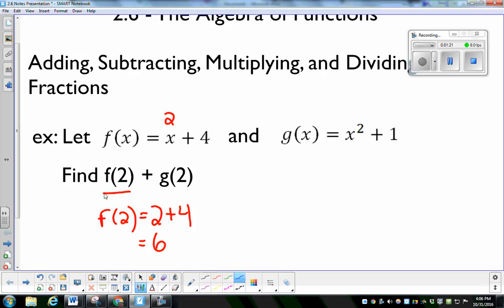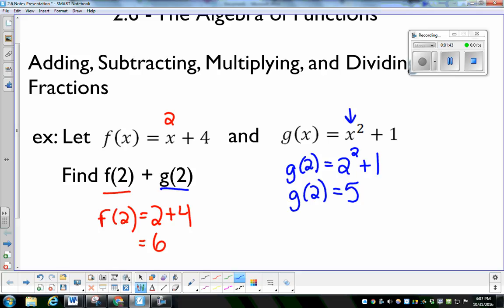Now I'll find g of 2 in blue. So I'm going to be plugging a 2 in for that x right there. So g of 2 equals 2 to the power of 2, or 2 squared, plus 1. So that means that g of 2 equals 2 squared, which is 4, plus 1 is 5.